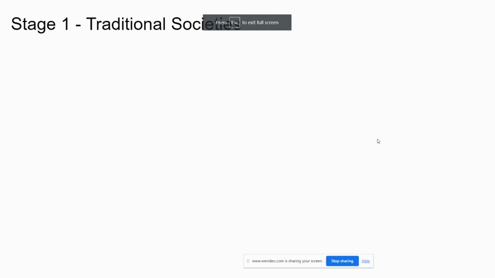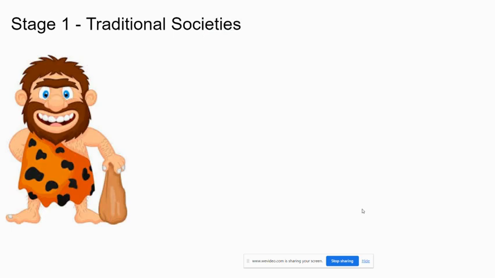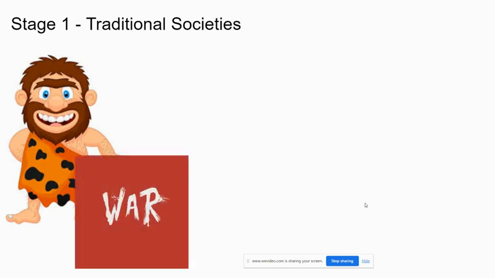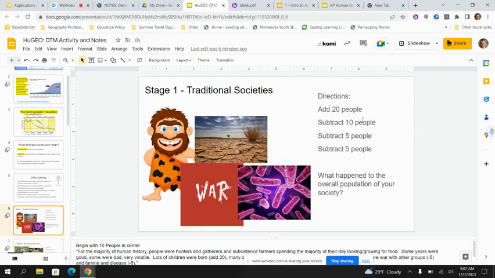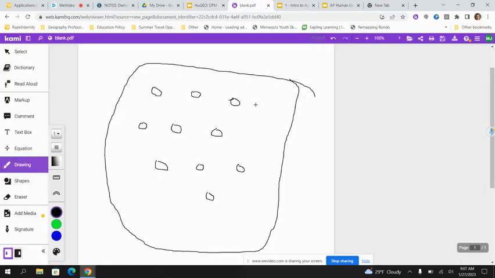So in stage 1 of our demographic transition model, we have traditional societies. For the most part, people were hunters and gatherers. In hunting and gathering societies, there were a lot of babies being born. So I'm going to add 20 people to my population.